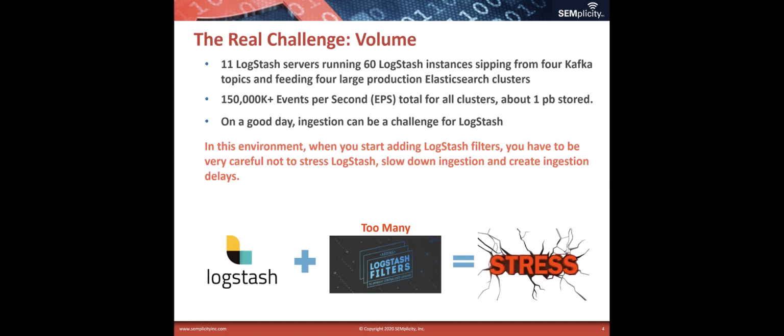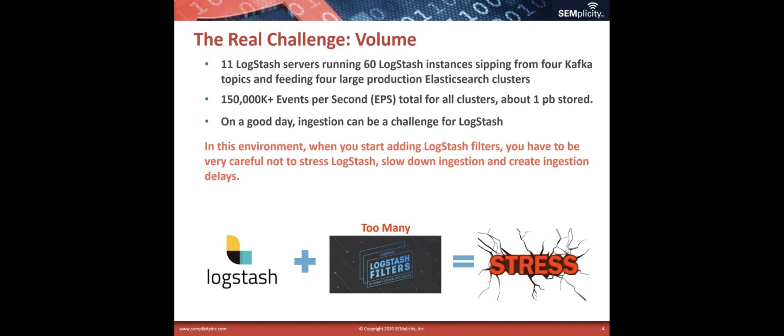So that's our functionality. What I wanted to talk about next is our volume. The real challenge here is that in this particular implementation we're highlighting, we have 11 Logstash servers running 60 Logstash instances. We're using Kafka, which is great. We're feeding 4 large production clusters from 4 Kafka topics. We do about 150,000 events per second, all day and all night. We store about 1 petabyte. Part of our job is to keep Logstash running, and at this kind of volume, that's a job and you need to keep on top of it.